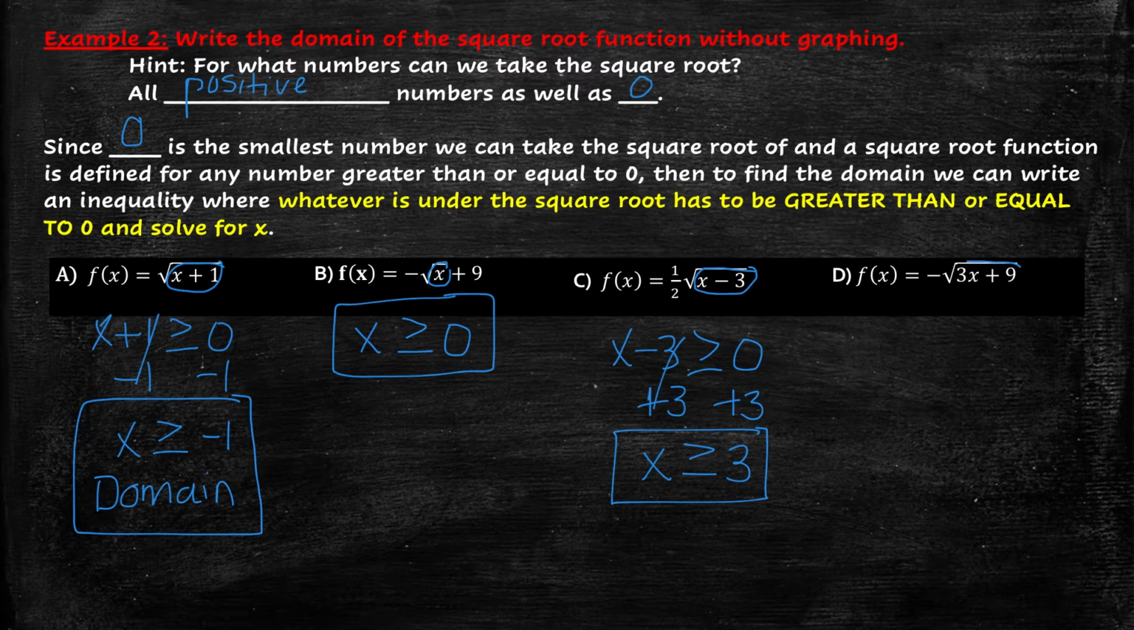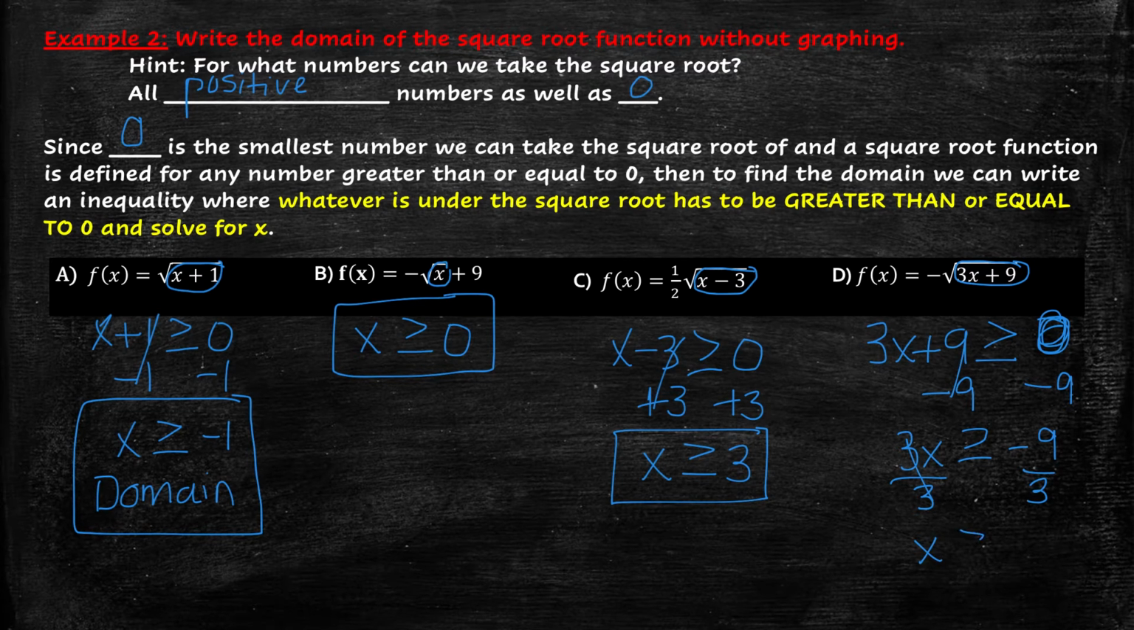Same thing here. Take what's under the radical, put it greater than or equal to 0, and now solve it. So I would subtract 9. 3x is greater than or equal to -9, and then I would divide by 3. So x is greater than or equal to -3, and that would be your domain.